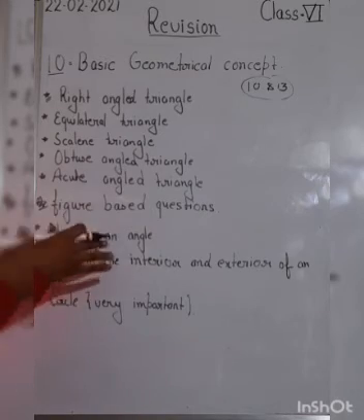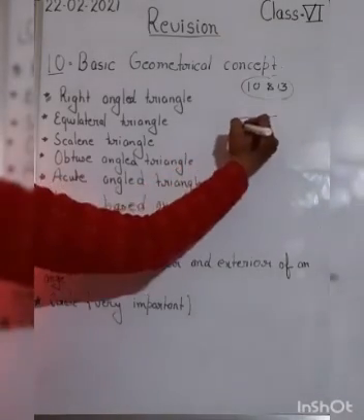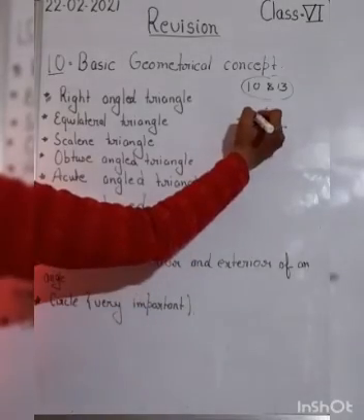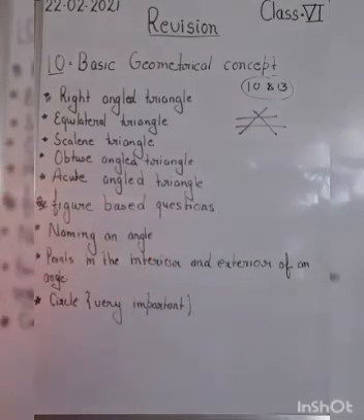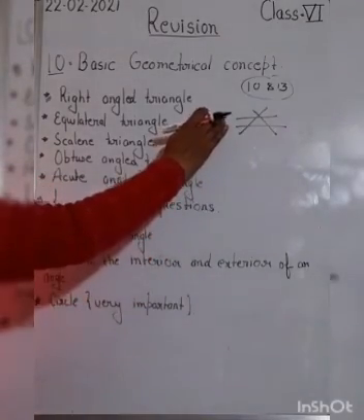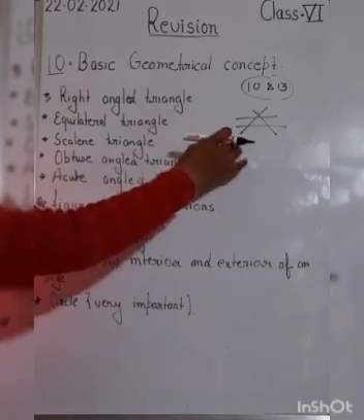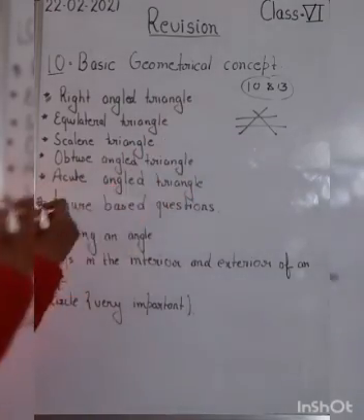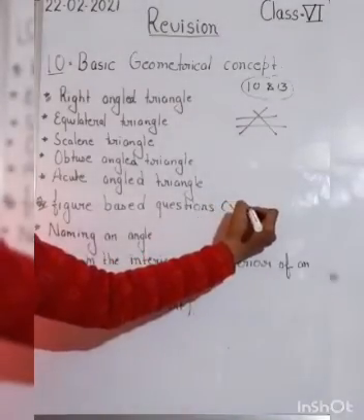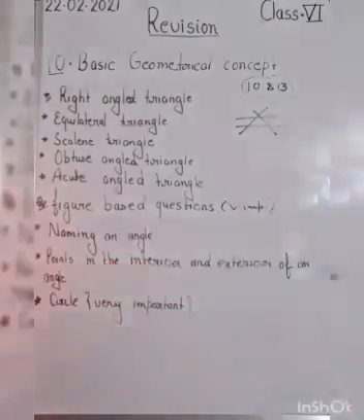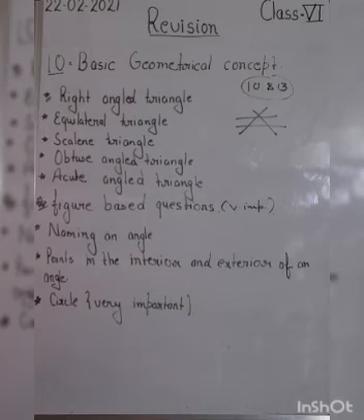Now next you are having figure based questions. In this chapter you are having many questions in which you are given some lines like this, and they are asking you to write the pair of parallel lines or intersecting lines. These types of questions are very important, in which they have given you figures and they have asked you questions based on those figures.